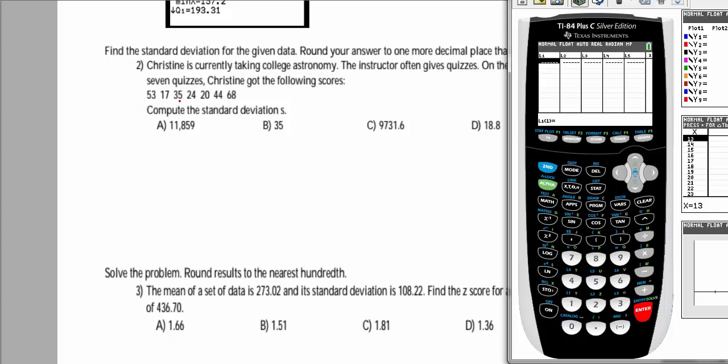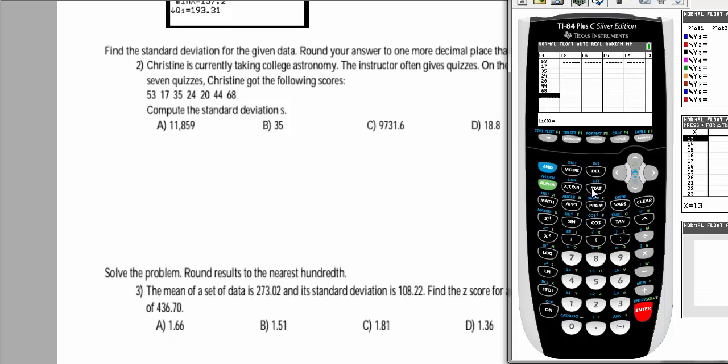I have 1, 2, 3, 4, 5, 6, 7 values to enter. So we have 53, 17, 35, 24 and 20. This is a shorter list. 44 and 68. Again, be really careful how you're entering. Take the time to go back and double check.